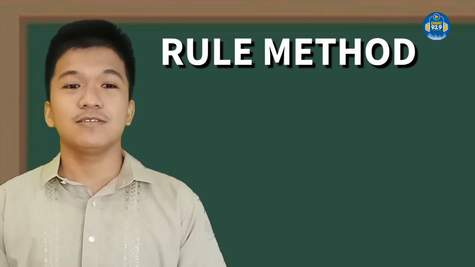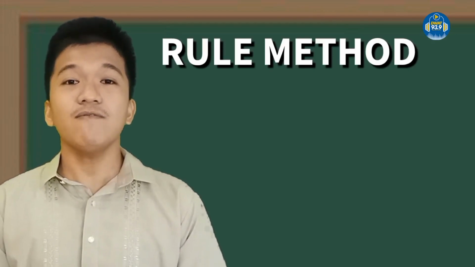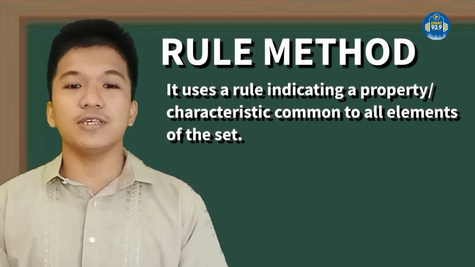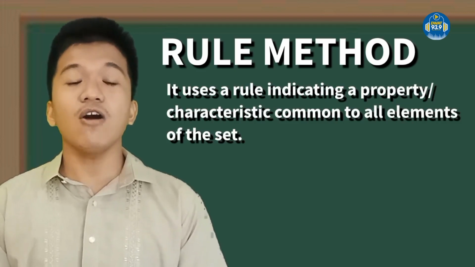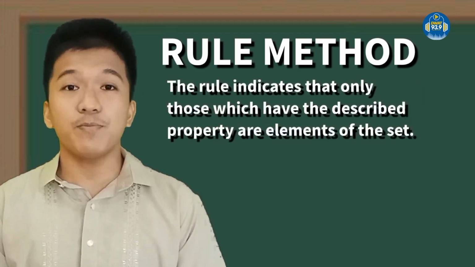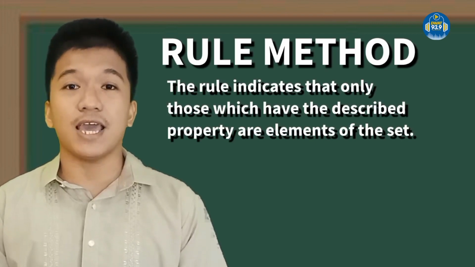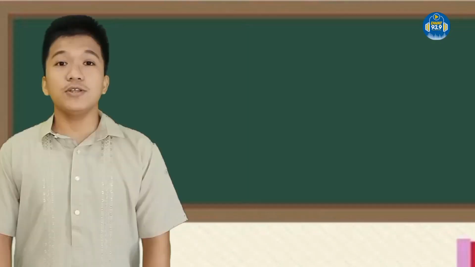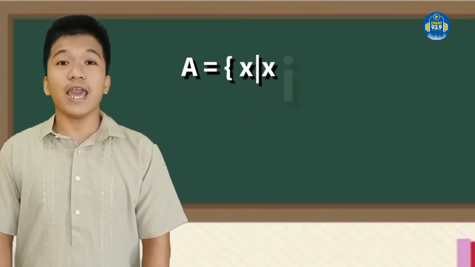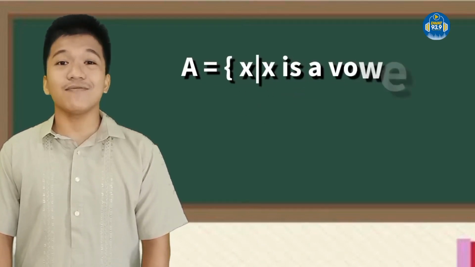Another way of representing a set is the rule method. Instead of listing the elements of a set, a rule indicating a property or characteristic common to all elements of the set and clearly indicating that only those which have the described property are elements of the set. In our example of the set of vowels, we can simply say set A is the set of all x such that x is a vowel.